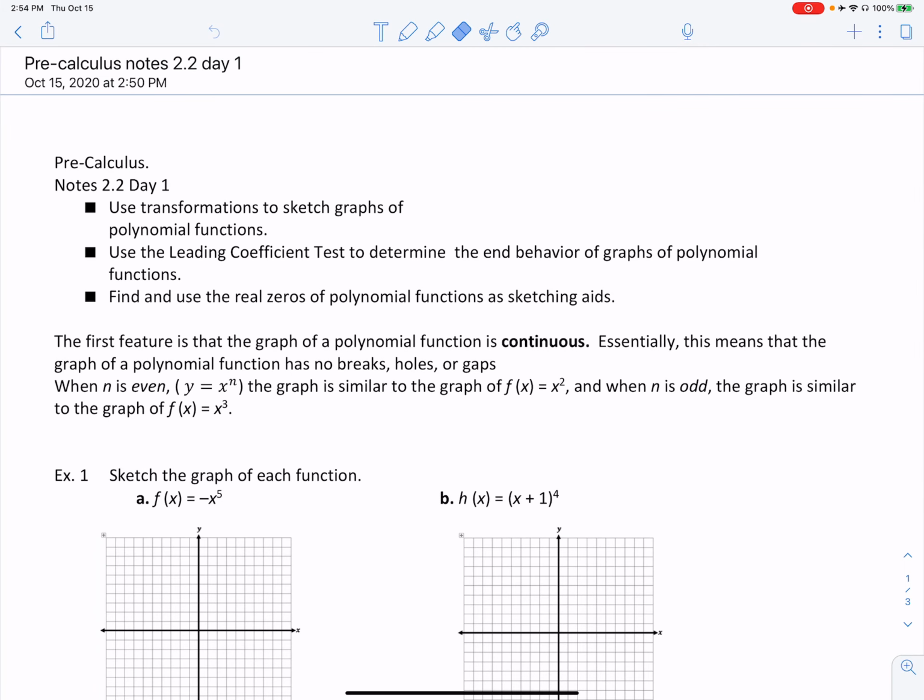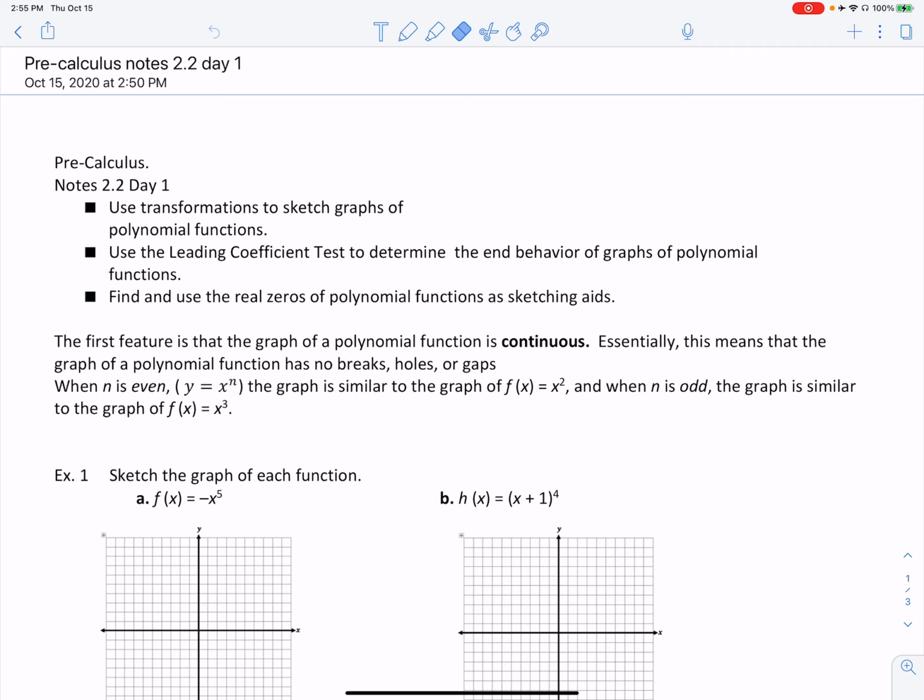Pre-Calculus 2.2 Day 1. We are going to look at transformations of some graphs, and we're going to look at the leading coefficient test to determine end behavior of graphs and use the real zeros of a function to help us sketch them.